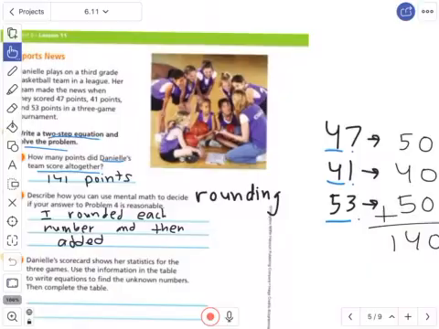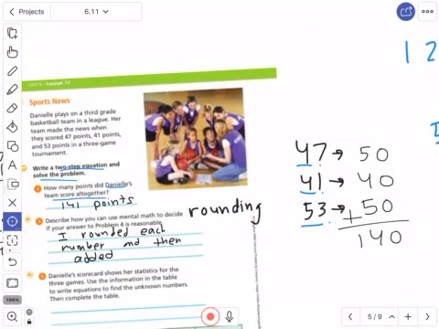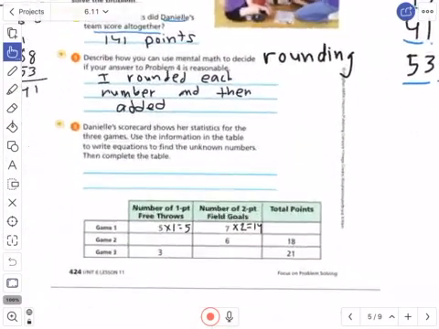Let's check. Whoa, look at that. That's right next to each other. So that definitely tells me my answer is really close to being correct.